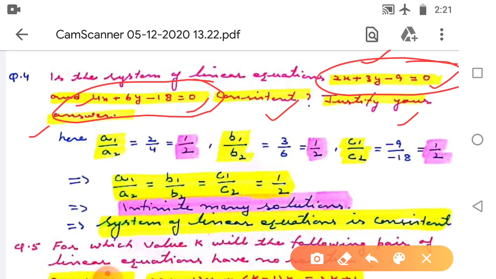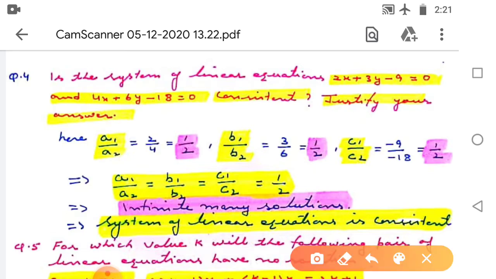Okay, to know this, we need to find the values of a1 upon a2, b1 upon b2, c1 upon c2, right? So look here, a1 upon a2, that is 2 upon 4. So 2 upon 4, in simplest form, is 1 upon 2, correct?